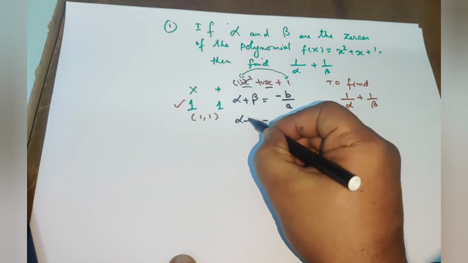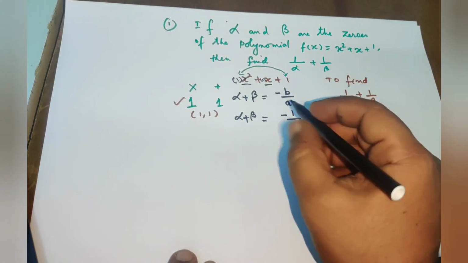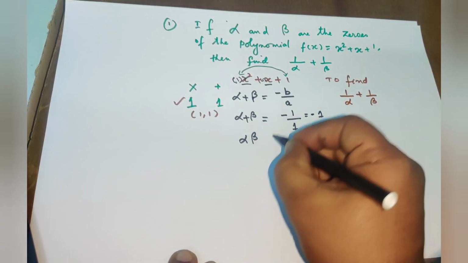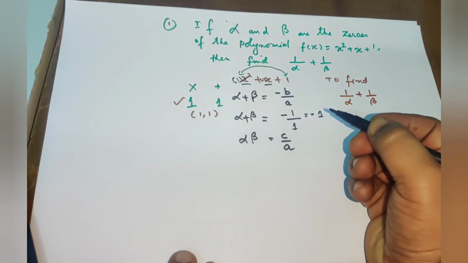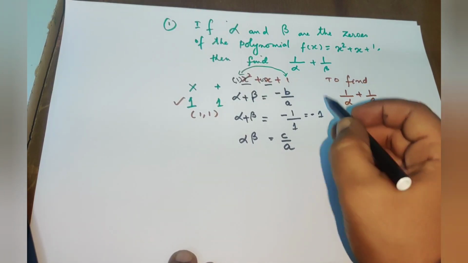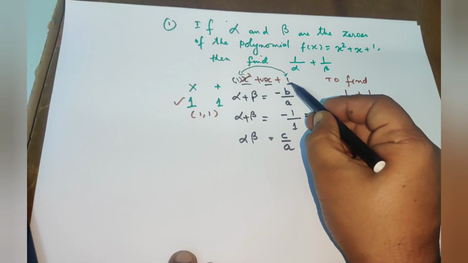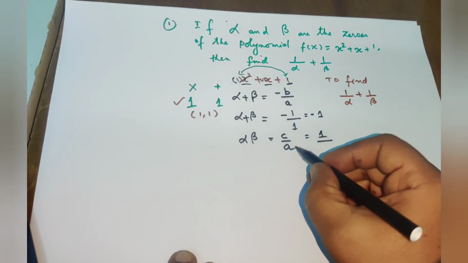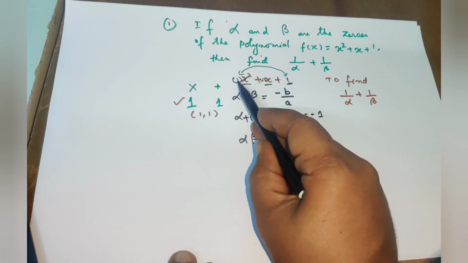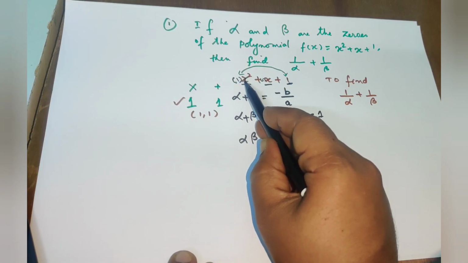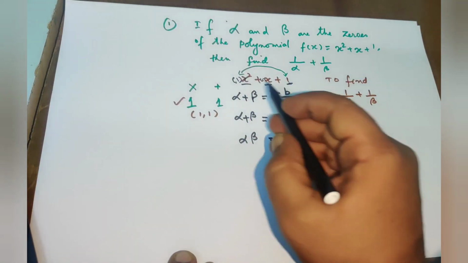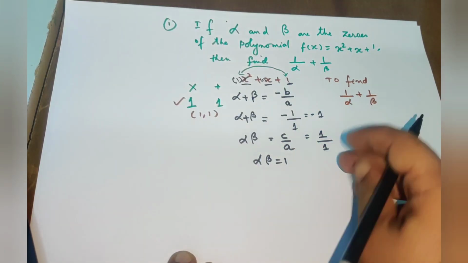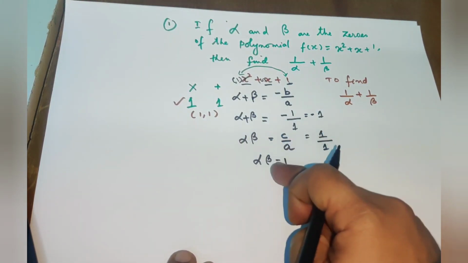Alpha plus beta is equal to minus 1, which we have already found. This is the sum of the zeros. The product of the zeros, alpha into beta, is equal to c by a. What is c? The constant, which is 1. Divided by a, which is 1, because nothing is given, it is considered 1 as 1 is multiplying x square. So 1 by 1. So alpha beta is 1. Now we know alpha plus beta and alpha beta.